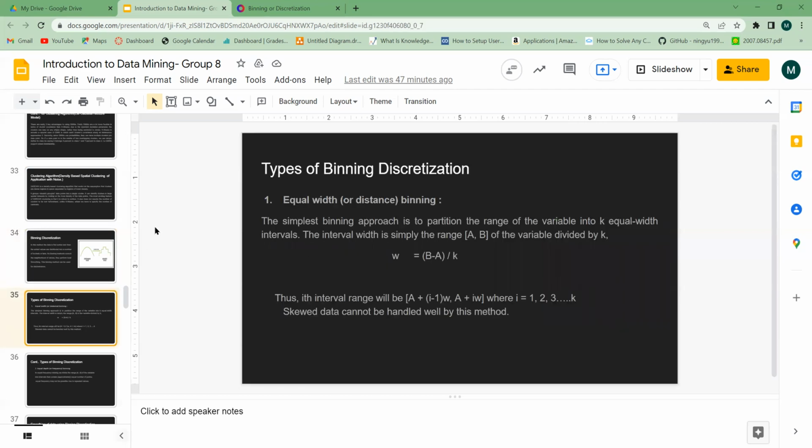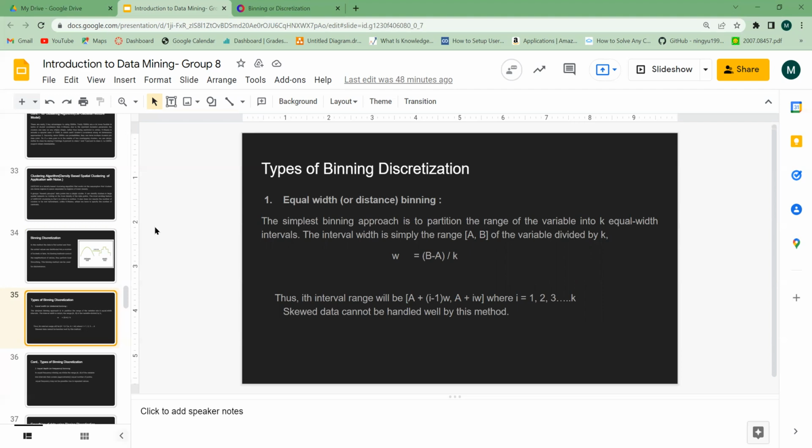Types of binning discretization: equal width or distance binning. This is the most common form of binning. It partitions the range of variables into k equal width intervals. The interval width is simply the range [a, b] of the variable divided by k. It is given by the following formula.